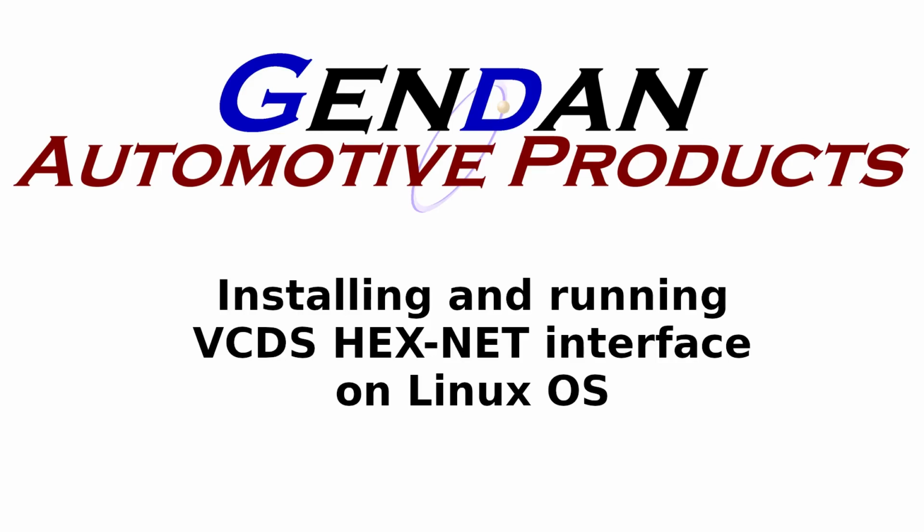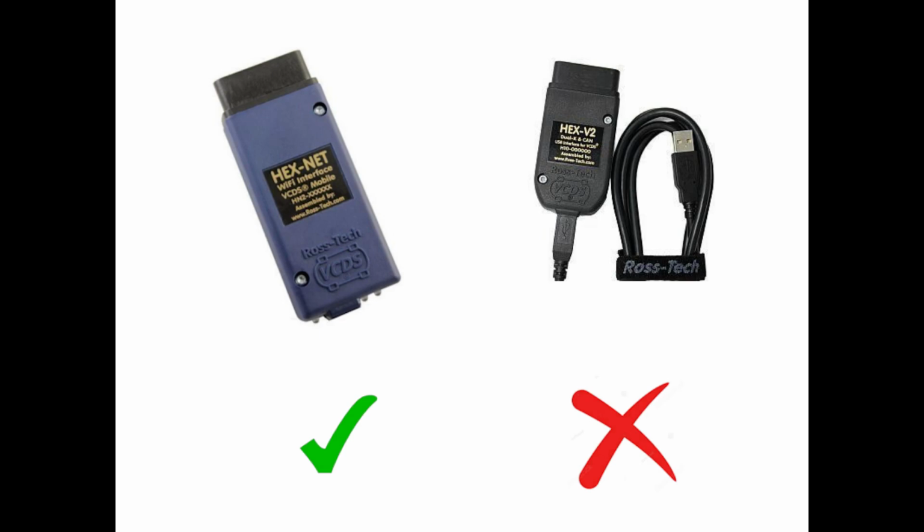This is a quick video guide showing how to install VCDS on Linux. To run VCDS on Linux, you'll need a HEX-NET interface, as you'll need to connect with the Wi-Fi connection. The HEX V2 interfaces require USB drivers and USB software, which isn't currently available from Ross-Tech.